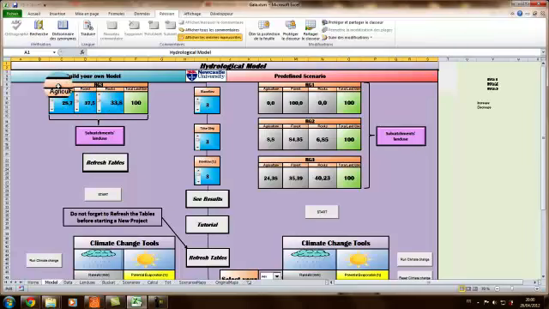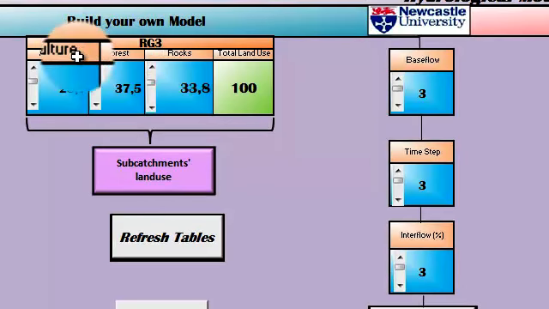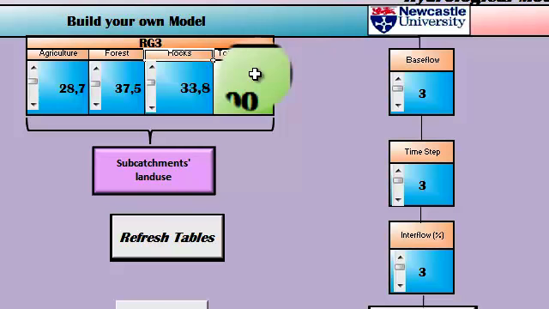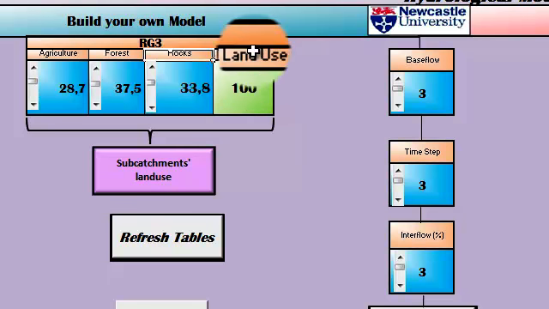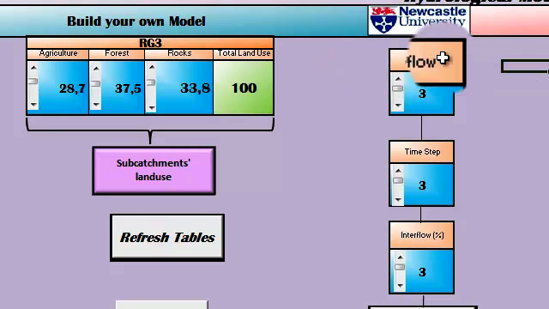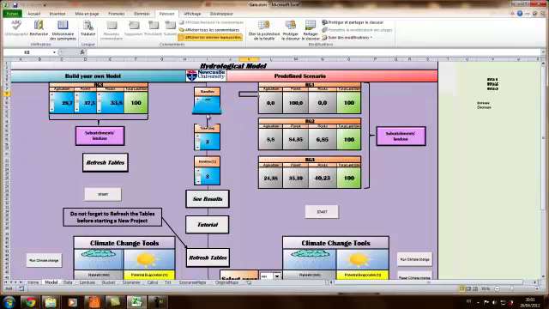the subcatchment with the percentage of agriculture, forest and rocks. When you're building your whole model, never forget that the total land use has to be 100%. You also have 3 parameters that you can change whether you decide to build your own model or use the predefined scenarios. You can change the base flow, the time step, or the percentage of interflow. These parameters are described on our website in the page The Bucket Model.